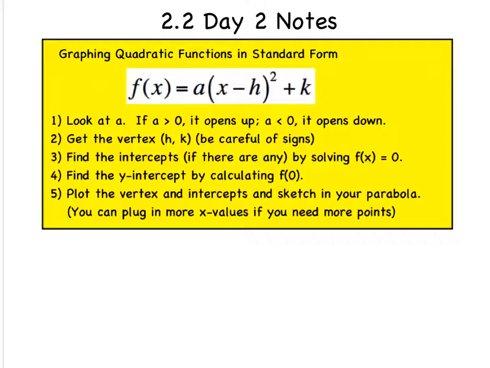To find the intercepts, you just set the whole thing equal to 0, and then solve. And we can solve with square roots. We don't need the quadratic formula or anything. The y-intercept you get just by plugging in 0 and crunching out the answer. And then once you have the vertex, the x-intercepts, and the y-intercept, you just plot all those points and sketch the graph in.